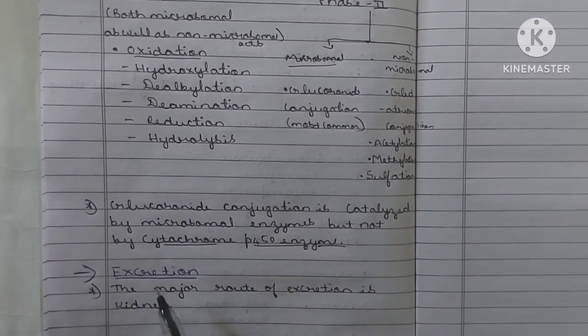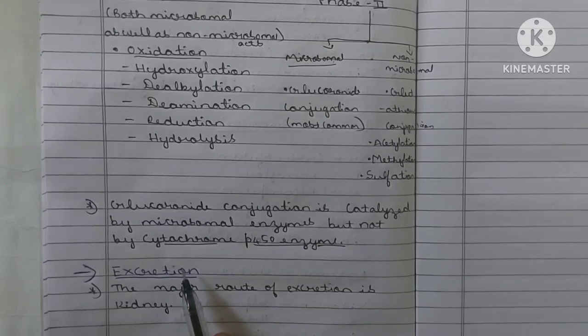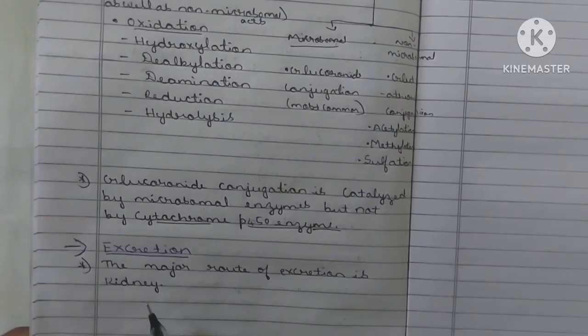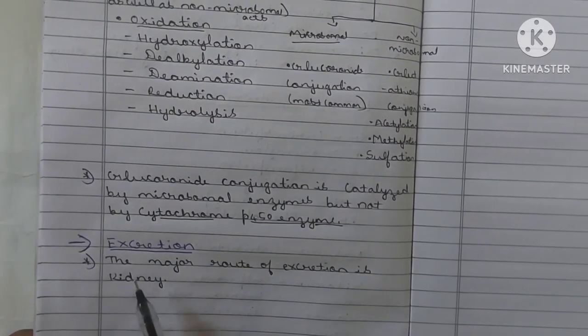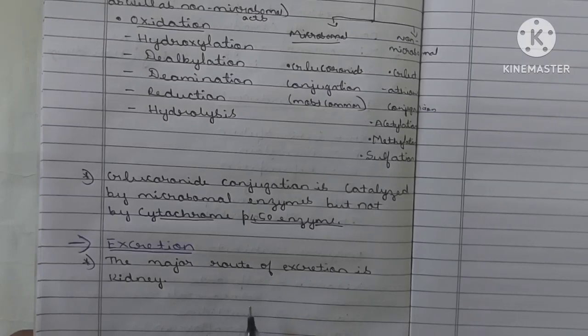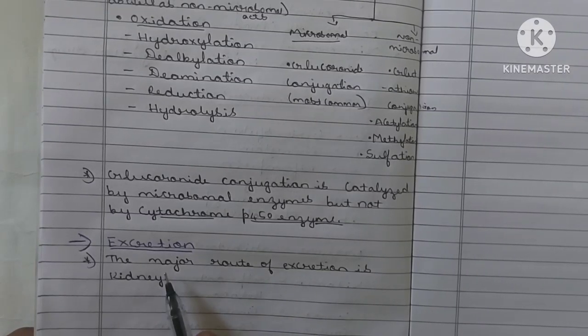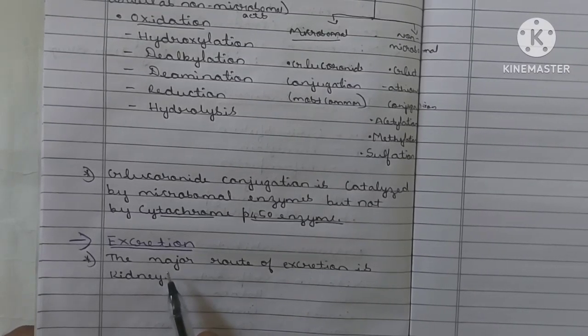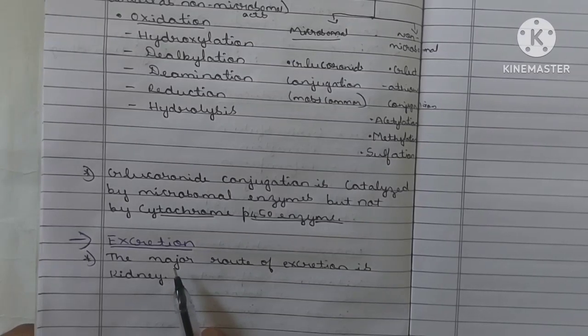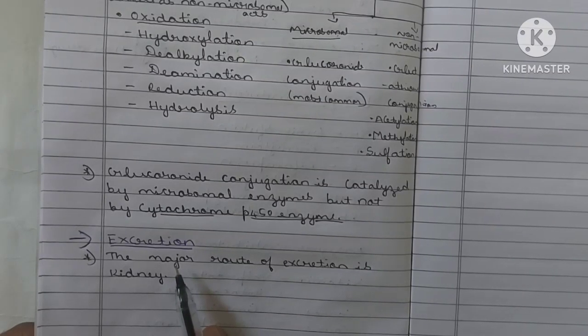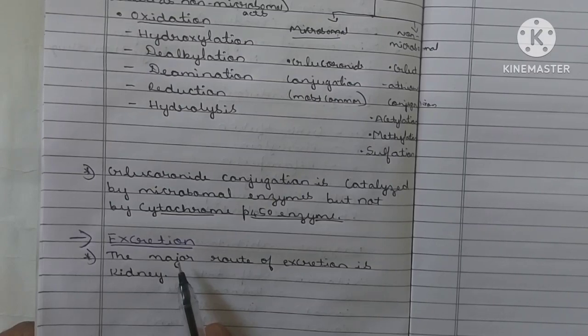Next is excretion. This excretion is our last topic of pharmacokinetics. After this excretion, we go to pharmacodynamics. Only one point to remember in excretion: the major route of excretion is the kidney. Clear? The remaining part of excretion will be discussed in the next video. There we will cover half-life and excretion. That is a very important video.